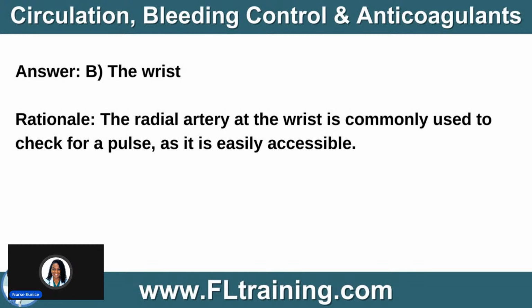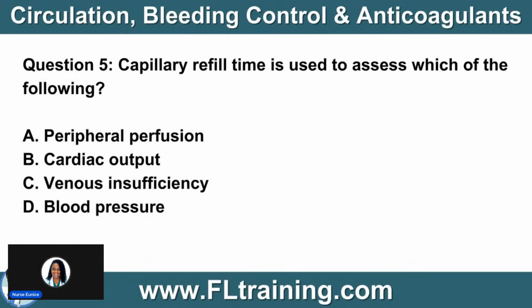The radial artery at the wrist is commonly used to check for a pulse as it is easily accessible. Other arteries include the carotid artery, the femoral. So there are different arteries, but if a person's awake and talking to you, you're going to go for their radial artery. If they are unresponsive, that's when you would go for their carotid artery to take their carotid pulse.